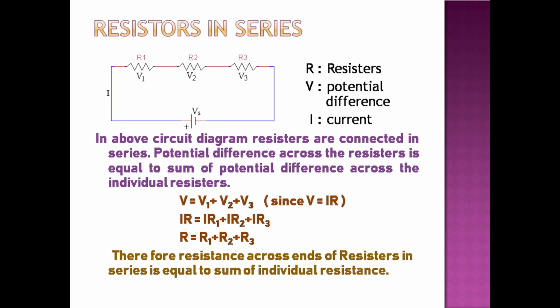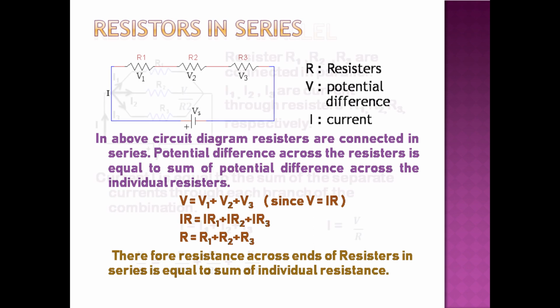From Ohm's law, we can write V is equal to I into R. Current through all the resistors is the same. Therefore, we take it as I, whereas the resistors have different values. Therefore, R1, R2, R3, and the current through each resistor is I. Therefore, R is equal to R1 plus R2 plus R3. Therefore, the resistance across the ends of the resistors is equal to the sum of the individual resistances.